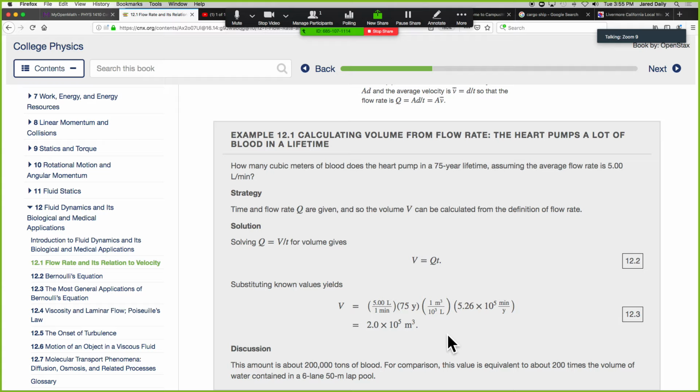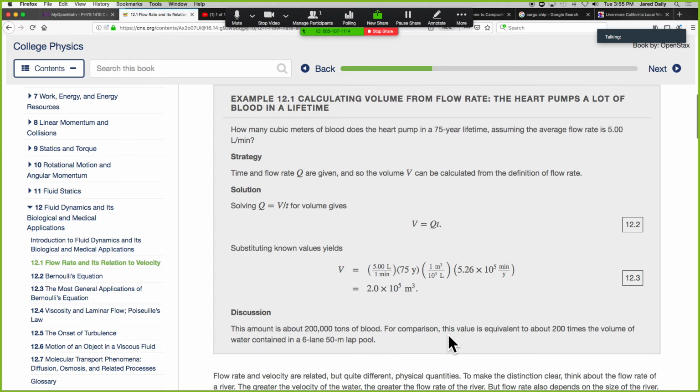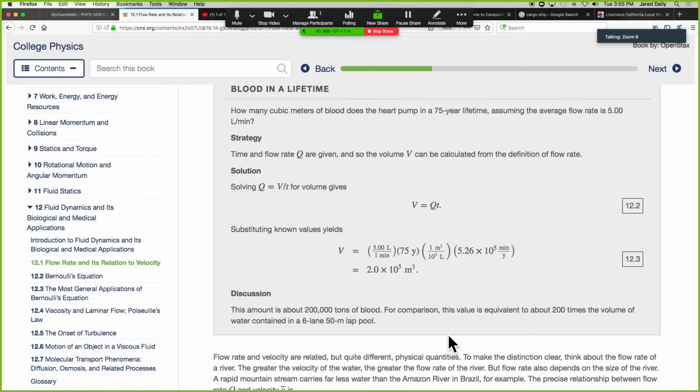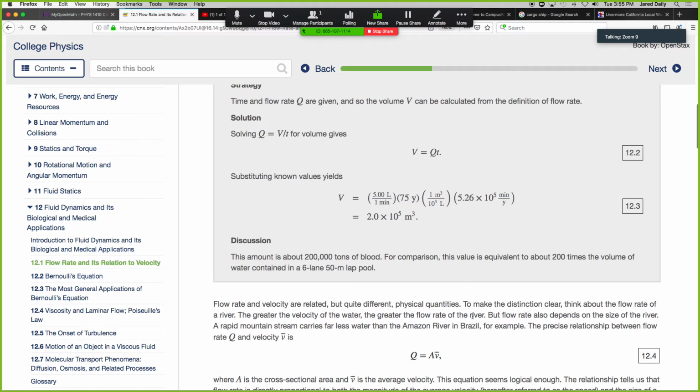That's a lot. 20,000 tons of blood. Right? The pool at Cody Park holds about 1,000 tons of water. Probably a little bit less because it's a very shallow pool for a lap pool. Most 50-meter lap pools are at least 8 feet deep and usually 12 or 10 feet deep.